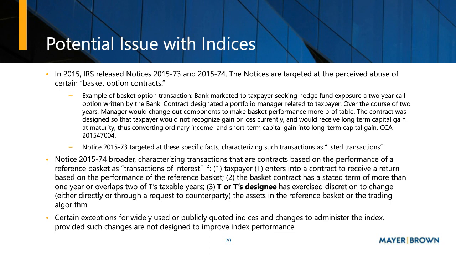So this notice will treat a transaction as a transaction of interest if the taxpayer enters into a contract over a basket. The basket contract has a term of more than a year and overlaps a couple of taxable years, such that there could be a timing or character difference in the gain. And the taxpayer, and you see we bolded here, the taxpayer's designee has discretion and exercises the discretion to change the assets in the reference basket.